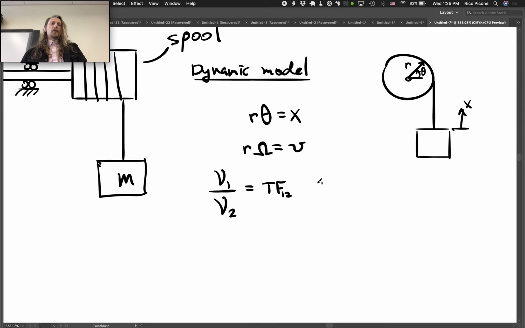So we have two transformers in this problem. I'll call this TF12. And this is a relationship that we've just discovered here between omega, which is our across variable on side 1, and v, our across variable on side 2. So it's omega over v.